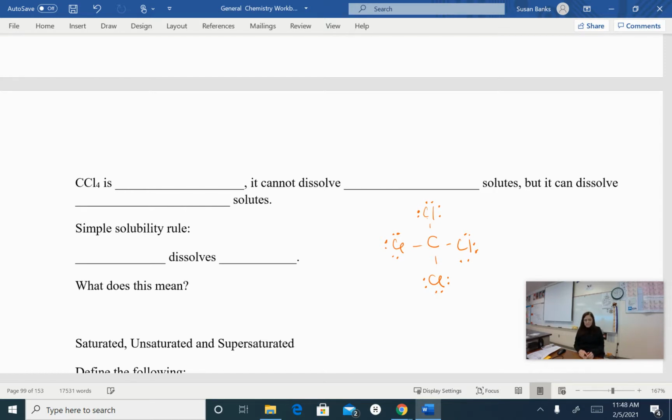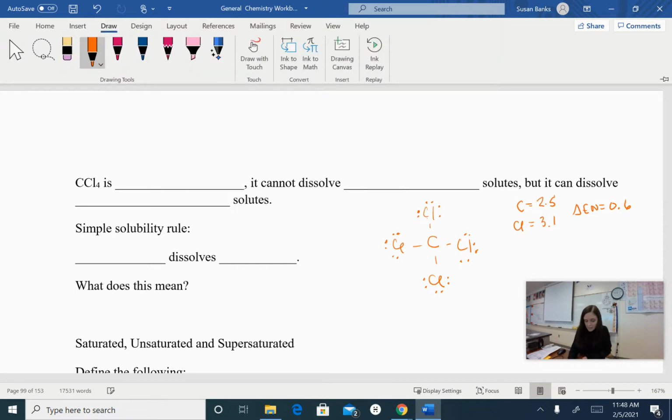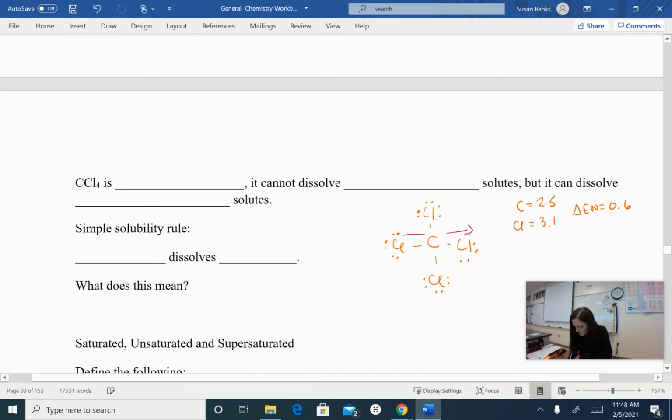And yes, there is a dipole difference between carbon and chlorine. So carbon has an electronegativity of about 2.5, and chlorine has an electronegativity of about 3.1. So that gives us a difference of about 0.6, which we would say is definitely polar. But if we look at all of these dipoles and we look at how they react, doesn't that one cancel out that one? And doesn't this one cancel out this one? So those dipoles all cancel.